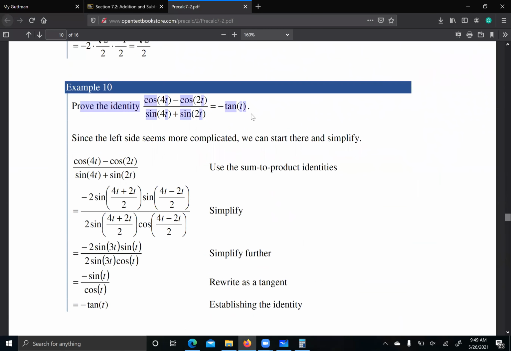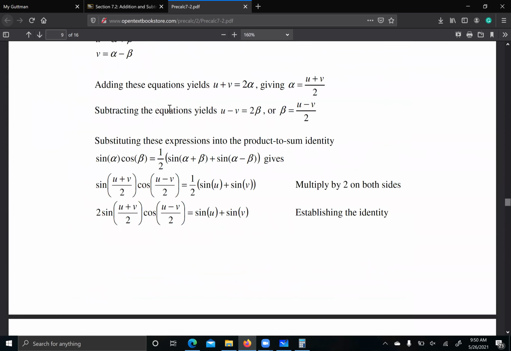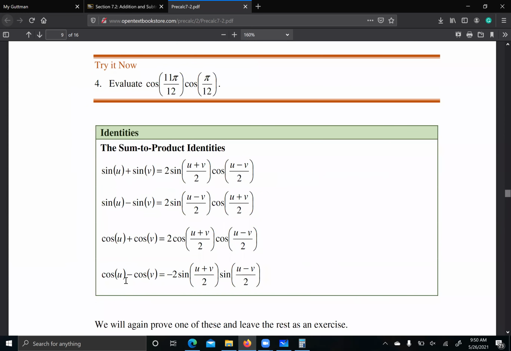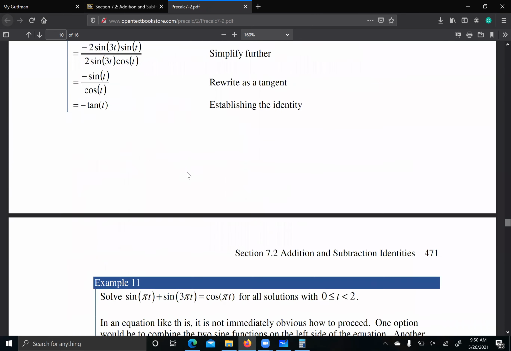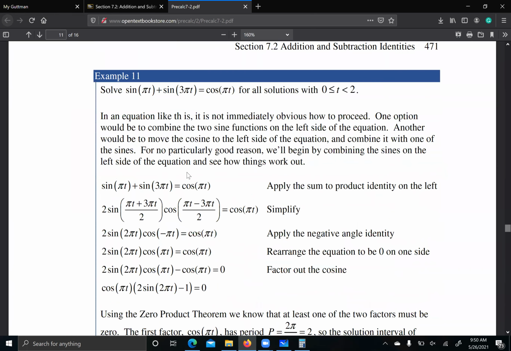The next one is just prove the identity. You have an expression on the left. It's the difference of cosines over the summation of two sine functions. So just apply these identities, the difference of two cosines and the summation of two sines, and then start simplifying. You get to the left side.